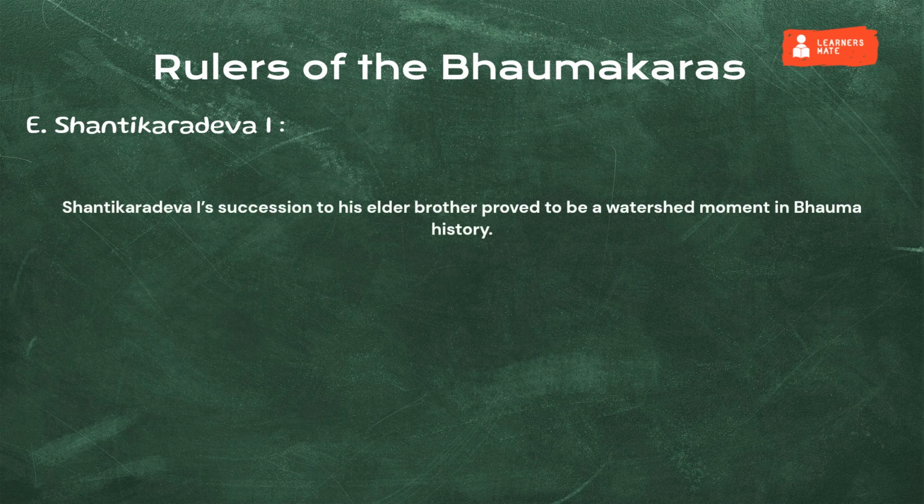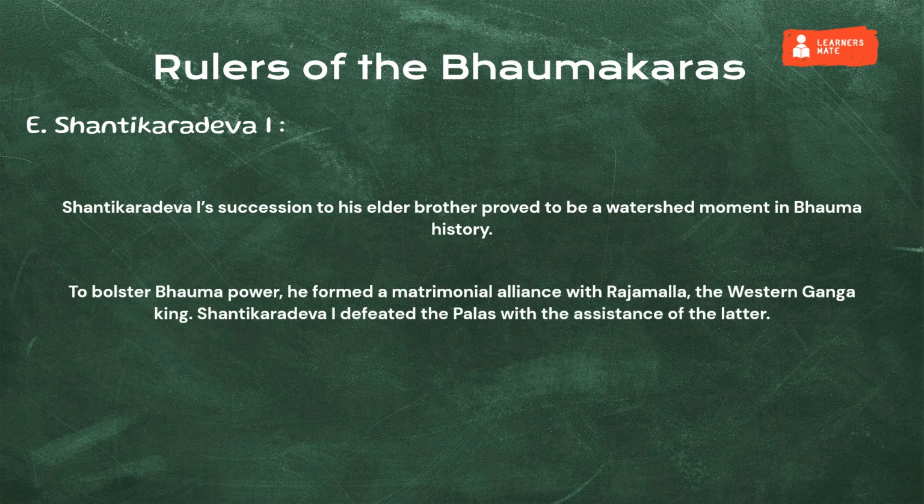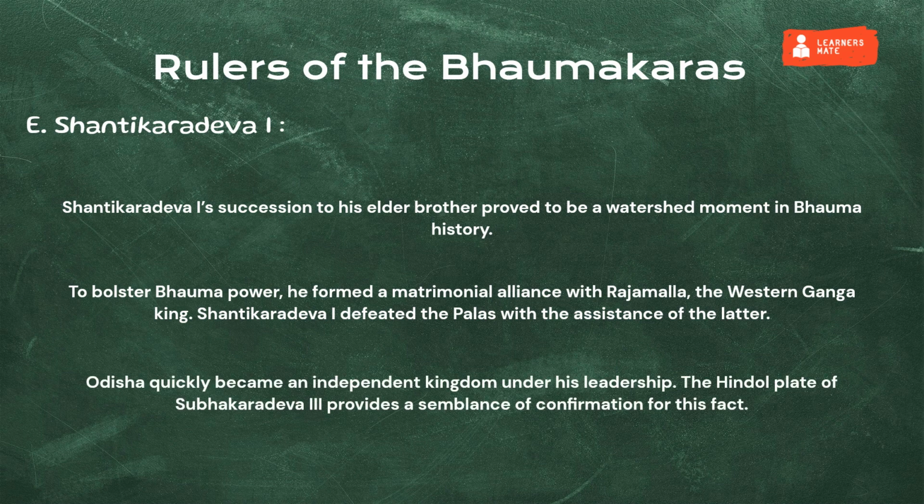Shantikaradeva I's succession to his elder brother proved to be a watershed moment in Bhauma history. To bolster Bhauma power, he formed a matrimonial alliance with Rajmalla, the Western Ganga king. Shantikaradeva I defeated the Palas with the assistance of the latter. Odisha quickly became an independent kingdom under his leadership. The Hindol plate of Subhakaradeva III provides a semblance of confirmation for this fact.